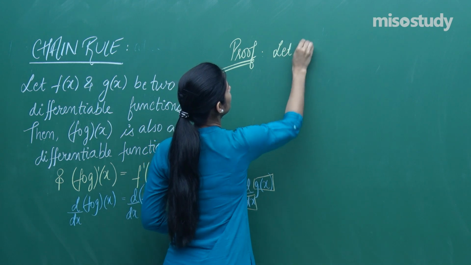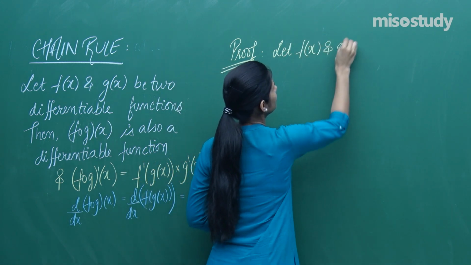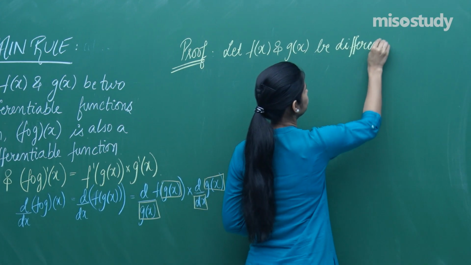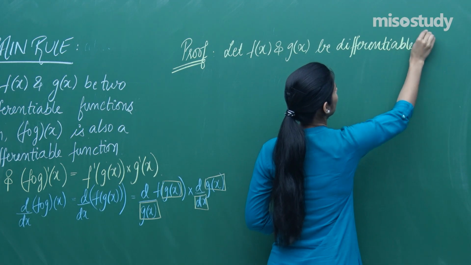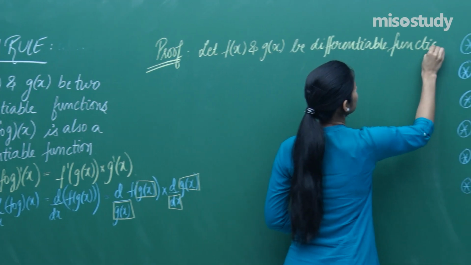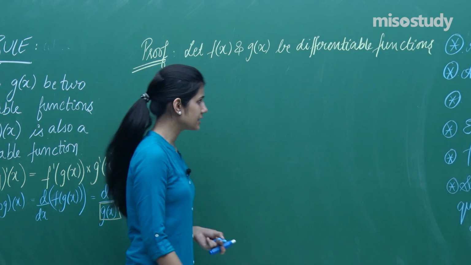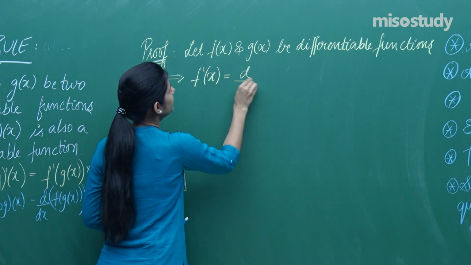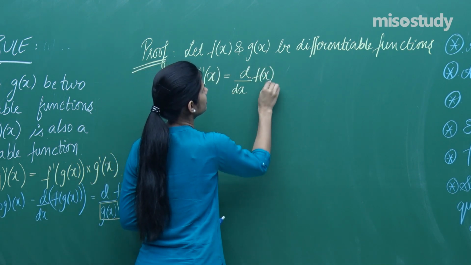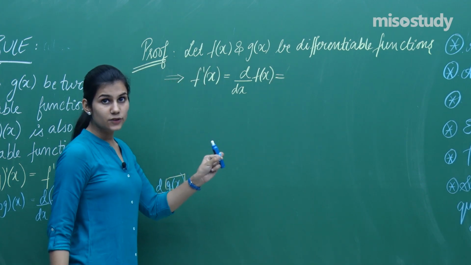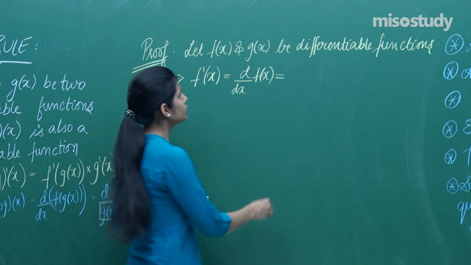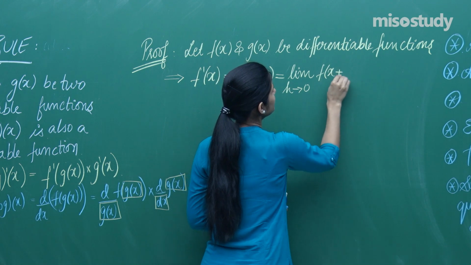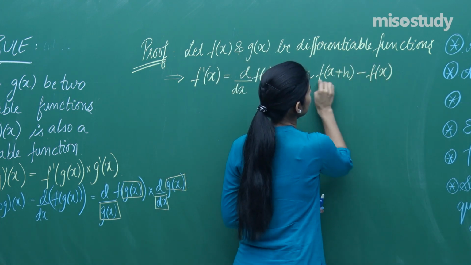Let f and g be differentiable functions. Now when I'm just saying differentiable functions, it means they are differentiable over their respective domains. This implies f dash x, or d by dx of f(x), exists at every point x, which is given by the formula: limit h tends to 0, f of x plus h minus f of x whole upon h.